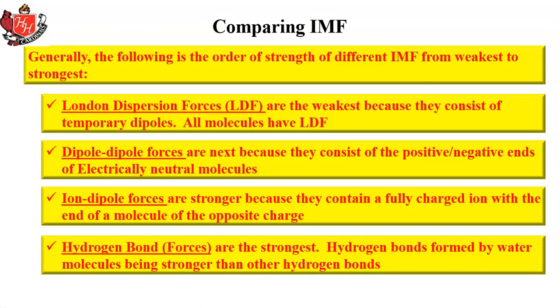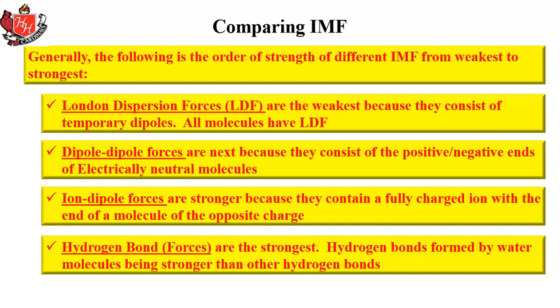So here's a quick summary. Generally, the following is the order of strength of different intermolecular forces from weakest to strongest. London dispersion forces are the weakest because they consist of temporary dipoles, and they really only influence non-polar molecules. All molecules have them, even polar, even hydrogen bonding molecules. They have London dispersion forces, but they're not the most important forces in those particular molecules. They're most important in non-polar molecules because London dispersion forces are the only type of force that non-polar molecules have.